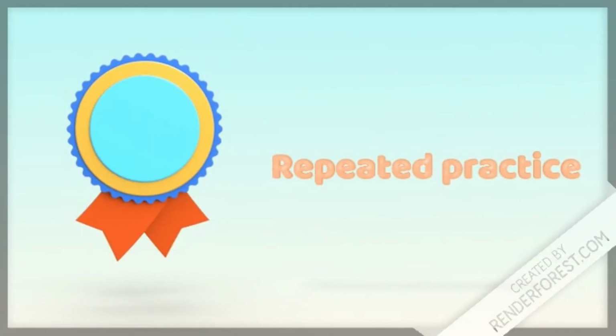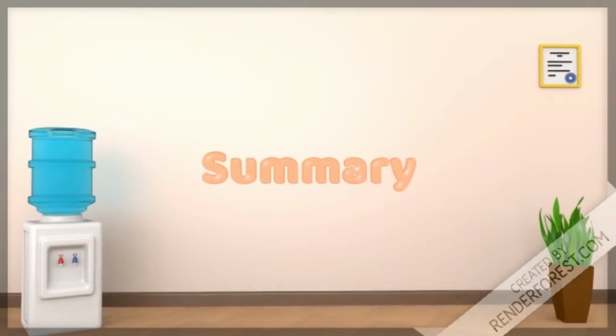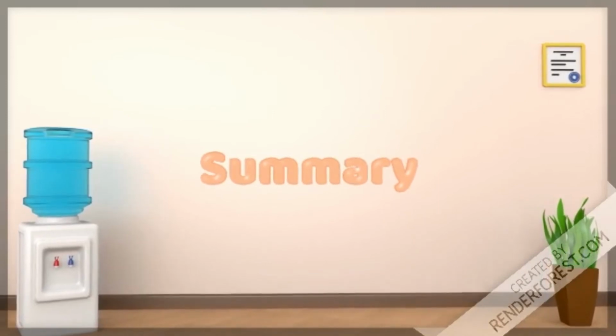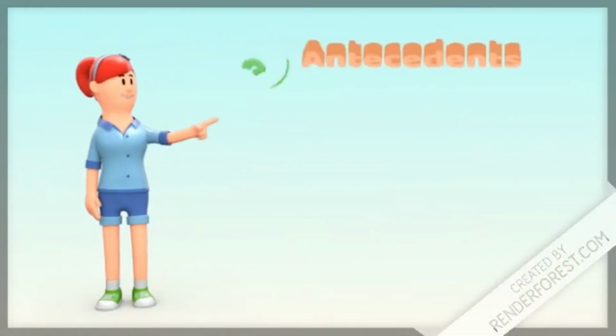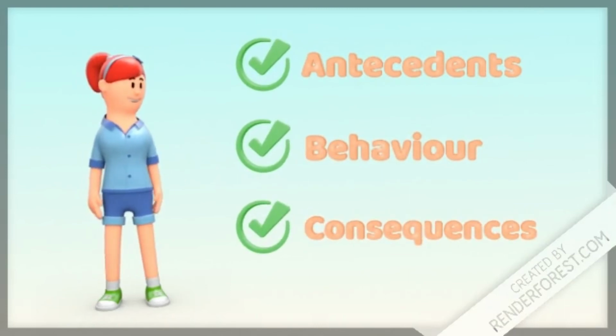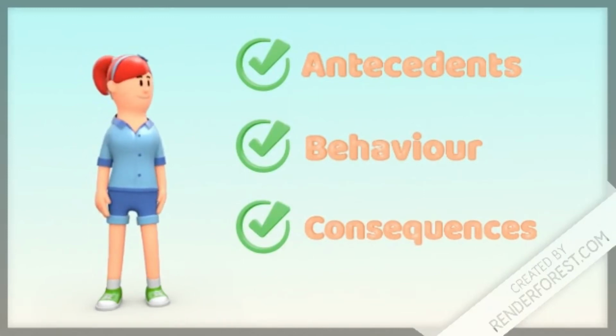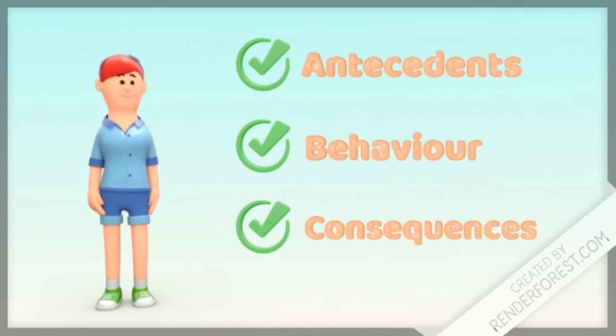To summarize, we are using antecedents, an action or event before the behavior, that will then increase the possibility of a desired outcome. Next, we focus on the behavior and how we will create a situation to get the exact behavior. And finally, we will focus on the consequences, which will be praising the child after the desired behavior has occurred.